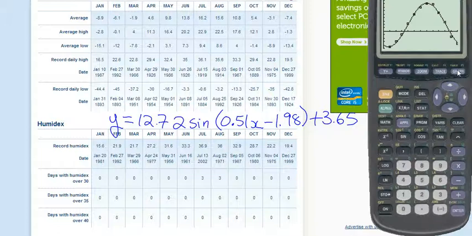So hang on, I'm just going to write this on the board. Y equals 12.72 sine 0.51x minus 1.98 plus 3.65. Okay, I just want to compare that to what we had. We can answer questions using this, right? So what are the questions? Well, what's the temperature, what's the average temperature in August?